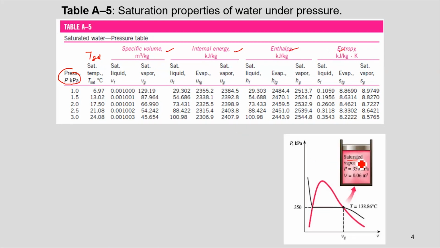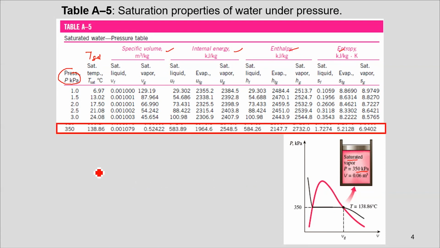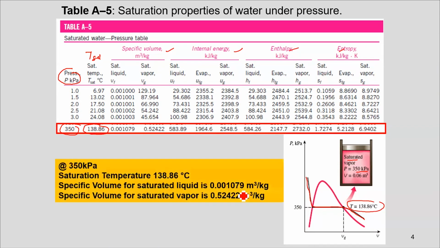So if you have saturated vapor at 350 kilopascal and you want to find out the rest of the properties, for example, if you want to find out the temperature of your system, you'll directly go to 350 kilopascal and read the temperature corresponding to it. This would be the temperature for your system. There's the constant temperature line, and the temperature corresponding to your state would essentially be 138.86 degrees centigrade. You can find out the saturated vapor specific volume using the corresponding vg value.